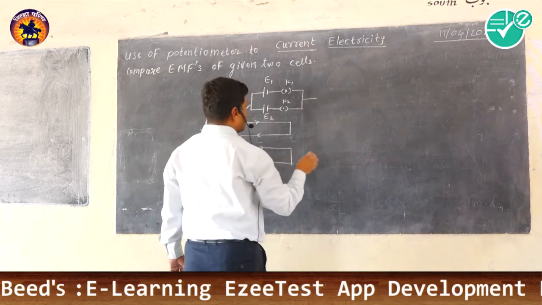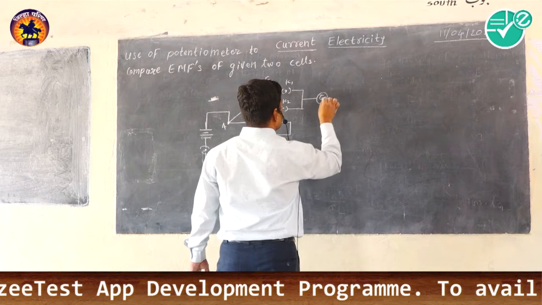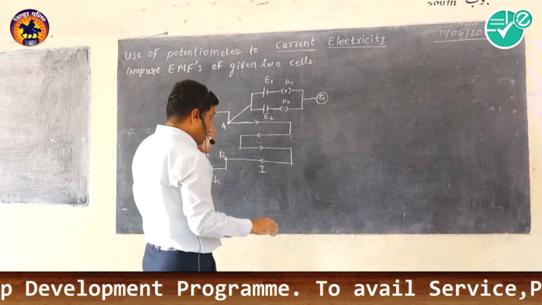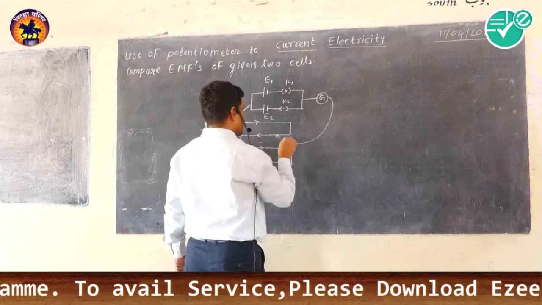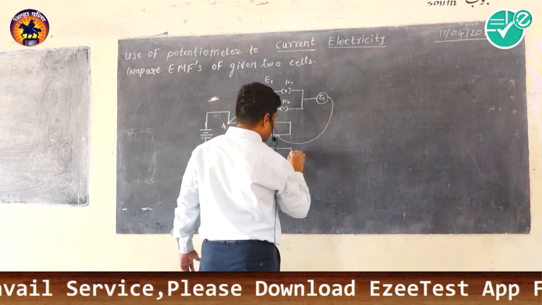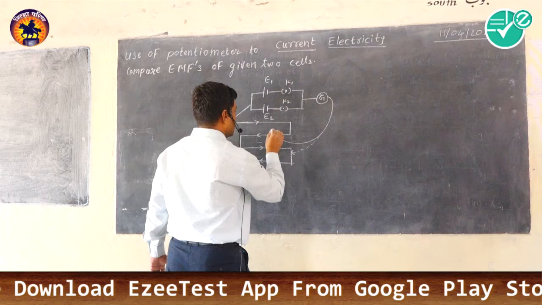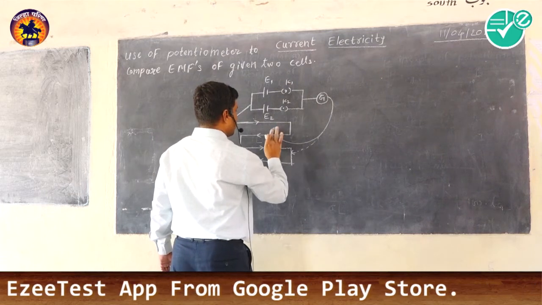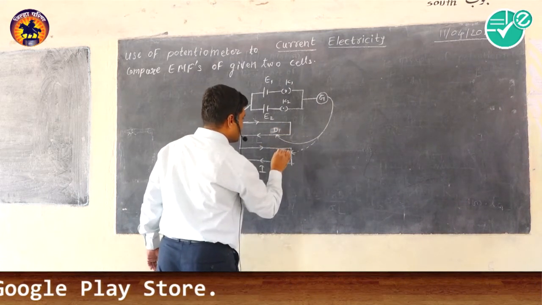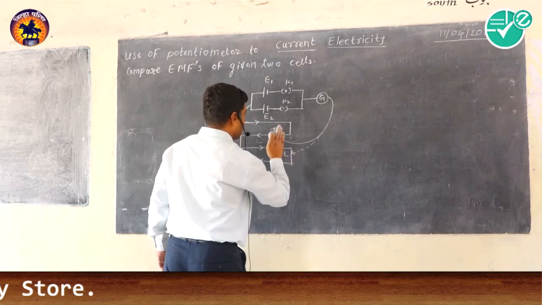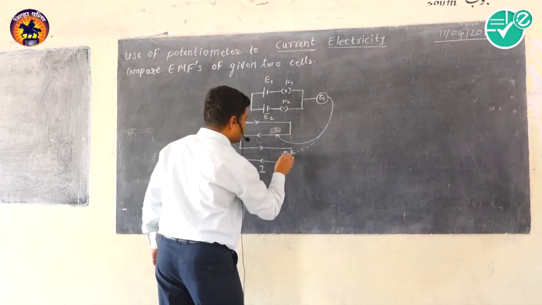Here another wire from this common terminal goes to the galvanometer, and the other end of the galvanometer is connected to the jockey. Here is the jockey. This is the first point, we can call it D, and this point we can write as C, and this point as D.